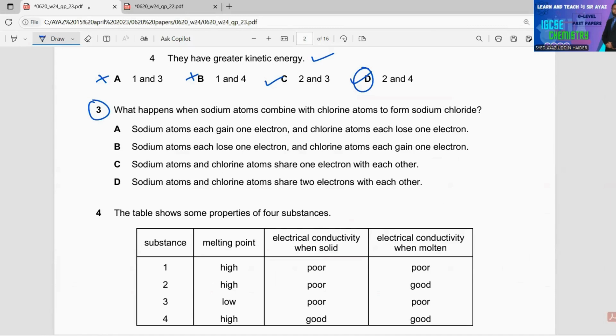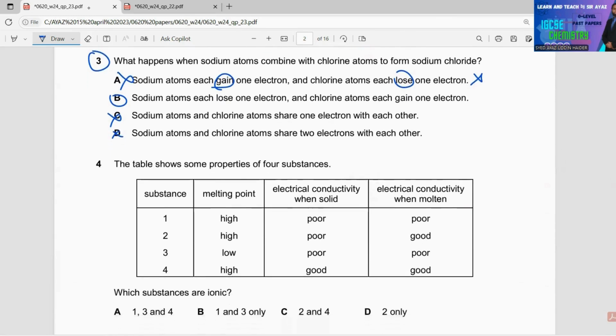So straight away look at the choice in which they have mentioned that sodium atoms have lost electron. Sodium atoms each lose 1 electron. So B must be the right statement, and chlorine atoms each gain 1 electron. For your convenience, I'm reading the other choices. A, sodium atoms each gain electron, which is incorrect, and chlorine atoms each lose electron. This is incorrect. So A is incorrect. What about C? Sodium atom, chlorine atom share 1 electron with each other. In the last MCQ, they have also mentioned about change. So B must be the right answer in this case.